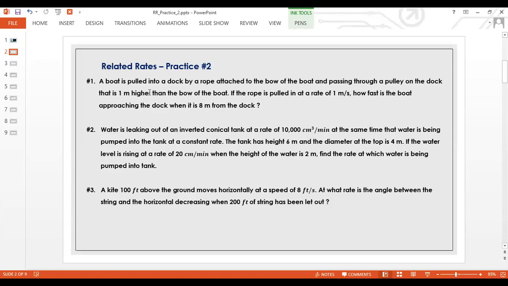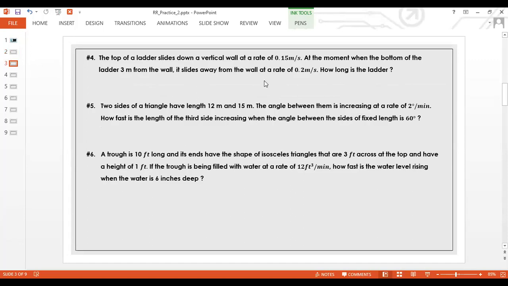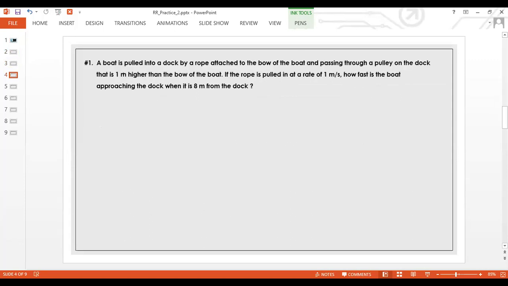Okay, so for practice number 2, this is the first 3 sets, and this is the remaining 3. So in total we're going to do 6 problems here. Okay, so now let's go ahead and start.